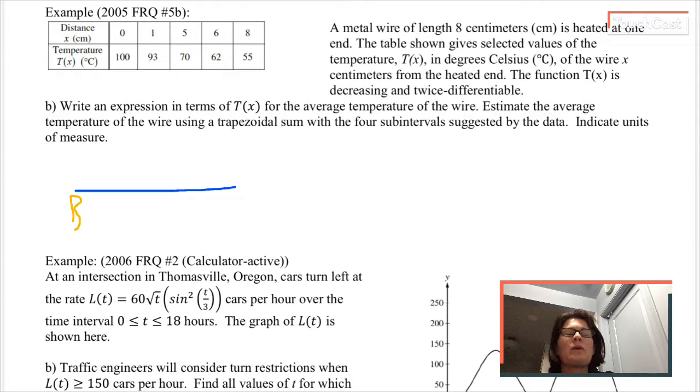So this part of the wire is getting heated, and some of the heat is traveling down the wire. But if you think about it, the wire is going to be hottest near the end where it's getting heated. So that's what we have here: the further you go away from the heat source, you see how the temperatures are decreasing.